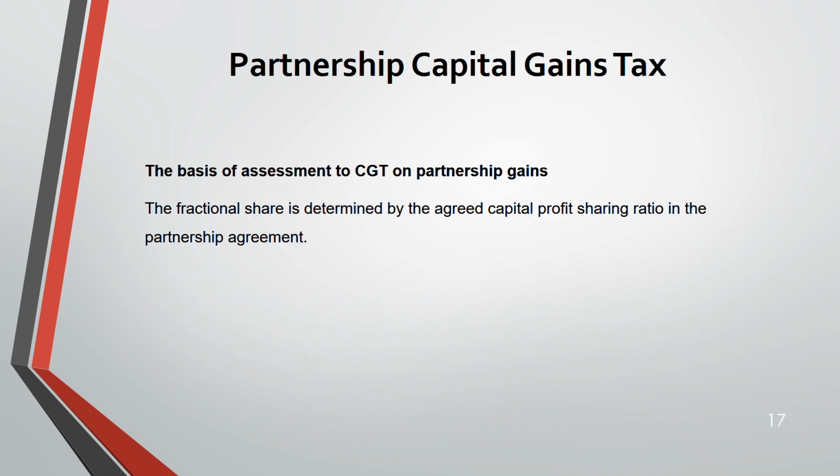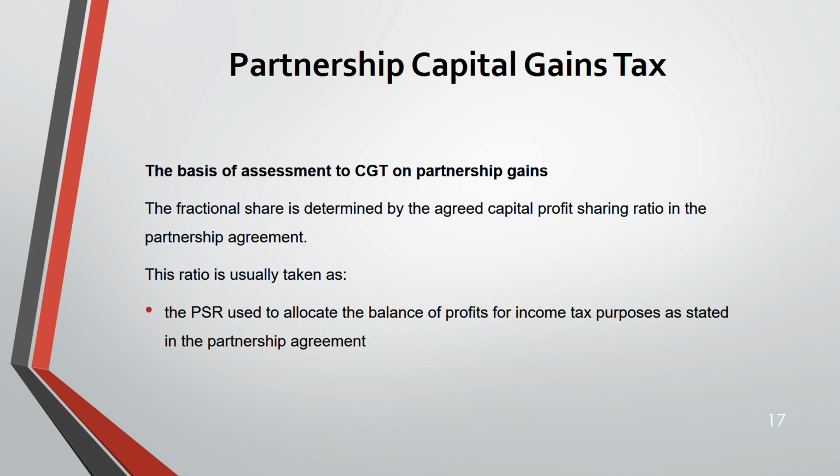Now, this fractional share will be determined based on the agreed capital profit sharing ratio. This is different to your trading profit sharing ratio. This ratio is taken from the PSR, profit sharing ratio. Exactly the same profit sharing ratio that you have used to allocate your balance of profit for income tax purposes, you use that for CGT also, unless the agreement says otherwise, unless they say that for CGT there are different ratios.